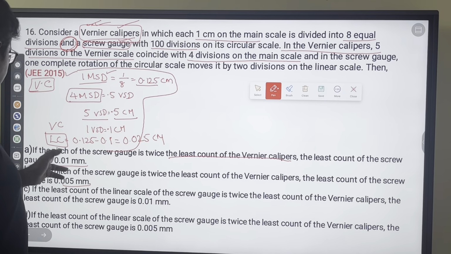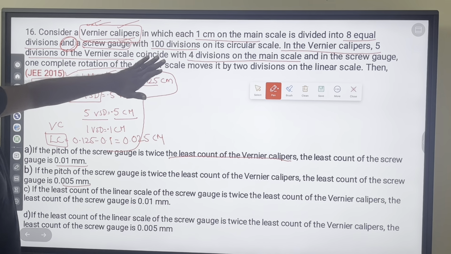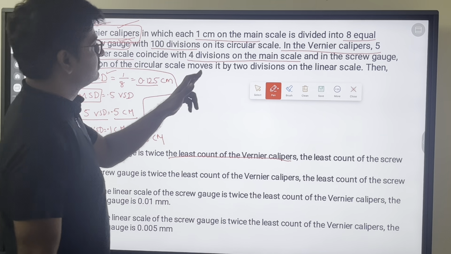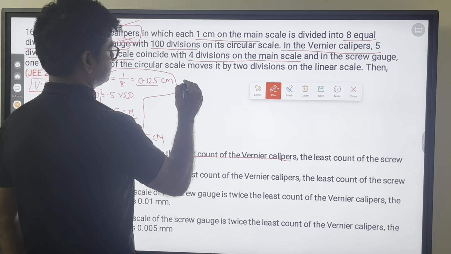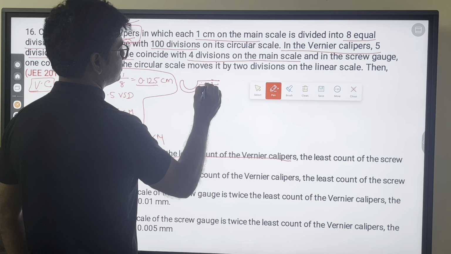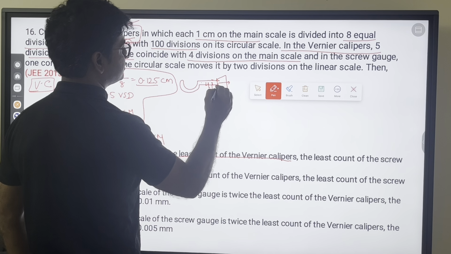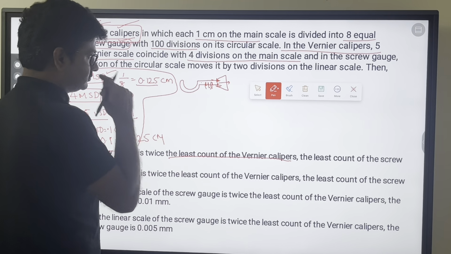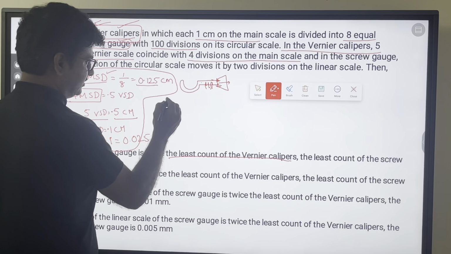First keep this in mind. Now let's go with the relationships. So what is given about the screw gauge? The screw gauge has 100 divisions on the circular scale, and it moves by 2 divisions on the linear scale when it advances. So for one complete rotation of this circular scale, it advances through 2 divisions on the linear scale. But how much is each division? We don't know. For 100 divisions it moves 2 divisions, so for 50 it moves 1 division.